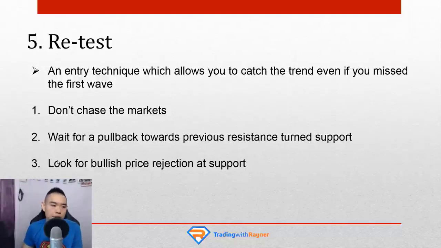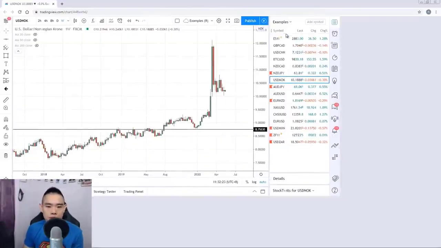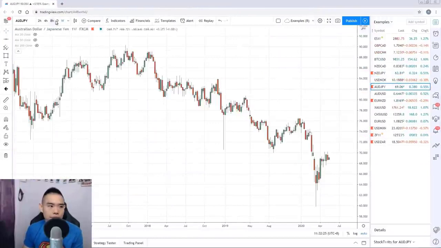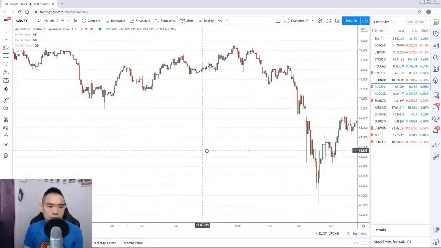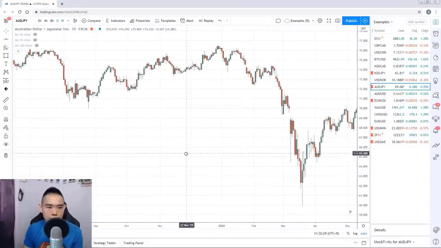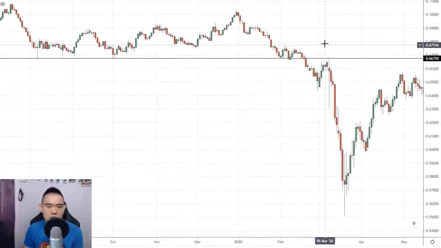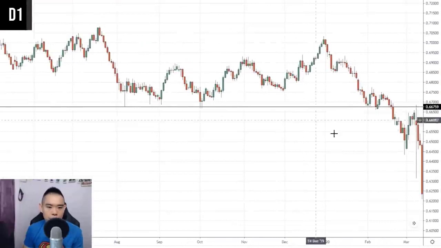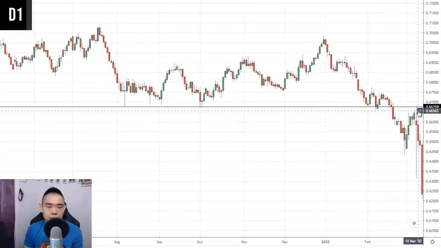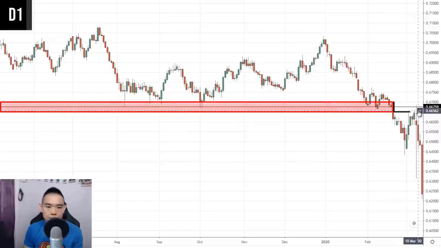Either or. Third thing you want to do is to look for a bullish price rejection at support. So let's have a look at an example. If you look at Aussie dollar on the daily time frame, over here at this point, you see a retest. The price broke below this area of support, and then we have a retest over here.